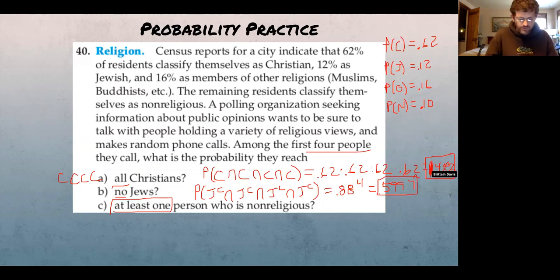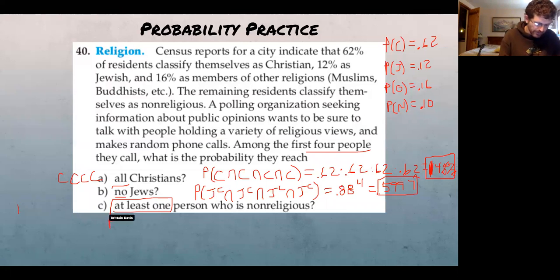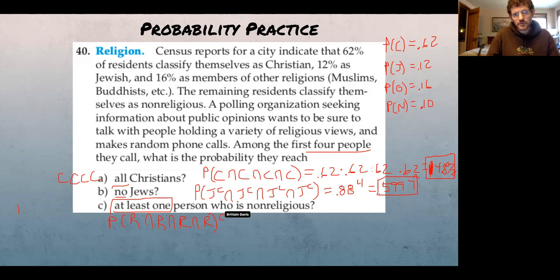All right. So the last little bit right here, at least one person who is non-religious. So the failure condition is going to be every person is religious. So I want to get the complement. I'll just write it over here. So the probability of religious, I'll use R for religious, and religious, and religious, and religious complement. Because the complement of that will be the probability that at least one person is non-religious.